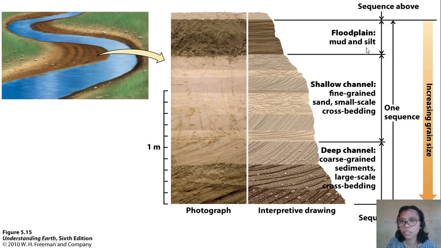floodplain, mud and silt, one sequence, shallow channel, fine grained sand to this part, small scale cross bedding, and the deep channel with coarse grain sediments, large scale cross bedding. So this is the picture, the photograph, and the interpretive drawing.